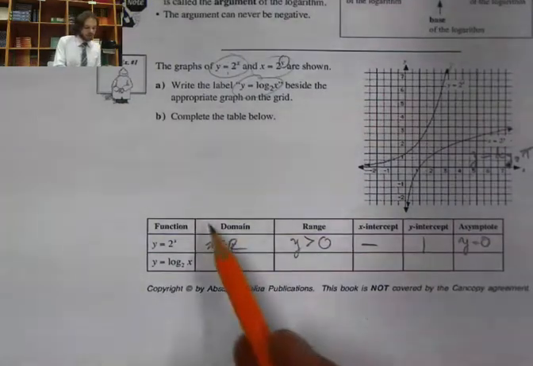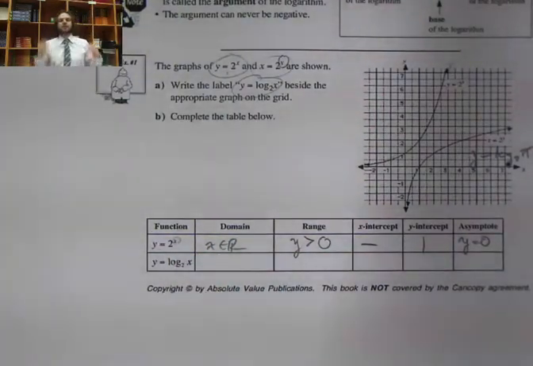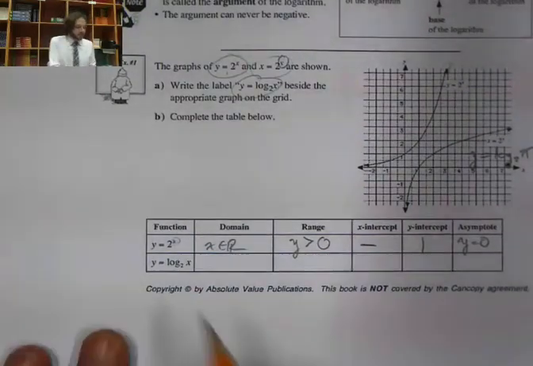Because remember, if I put in negative 500 to there, that's 1 over 2 to the power of negative 500, or 1 over 2 to the power of 500, which still gives me a small number close to 0, but never quite hits 0. Let's take a look at this next one.